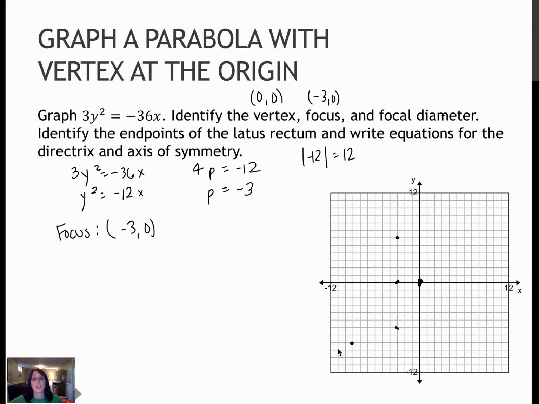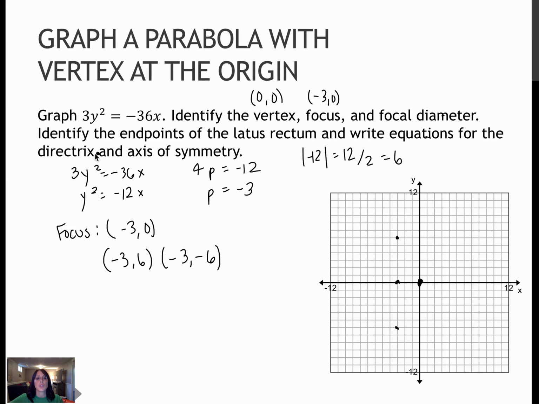And again, we're going to be looking like this. The endpoints of the latus rectum, again, I'm taking the 6 and adding it and subtracting it from the y value. So the endpoints of the latus rectum are -3, 6 and -3, -6. That's using half of that.